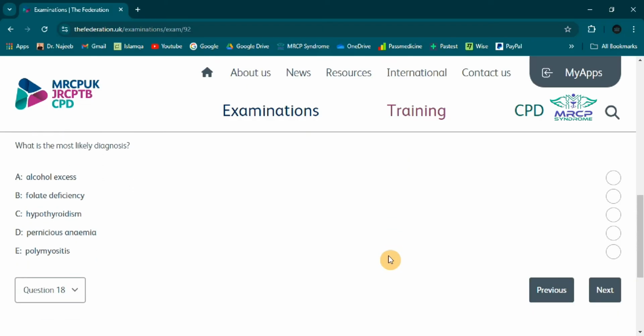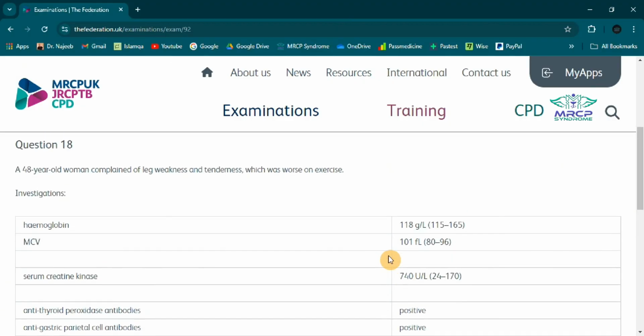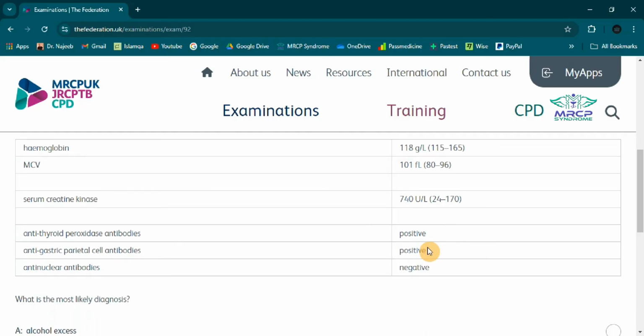What is the most likely diagnosis? Alcohol excess, folate deficiency, hypothyroidism, pernicious anemia, polymyositis. A 48-year-old woman complained of leg weakness and tenderness, which was worse on exercise. On investigation, hemoglobin was 118, MCV 101, serum creatinine kinase 740, anti-thyroid peroxidase antibodies positive, anti-gastric parietal cell antibodies positive, and ANA was negative. What is the most likely diagnosis?